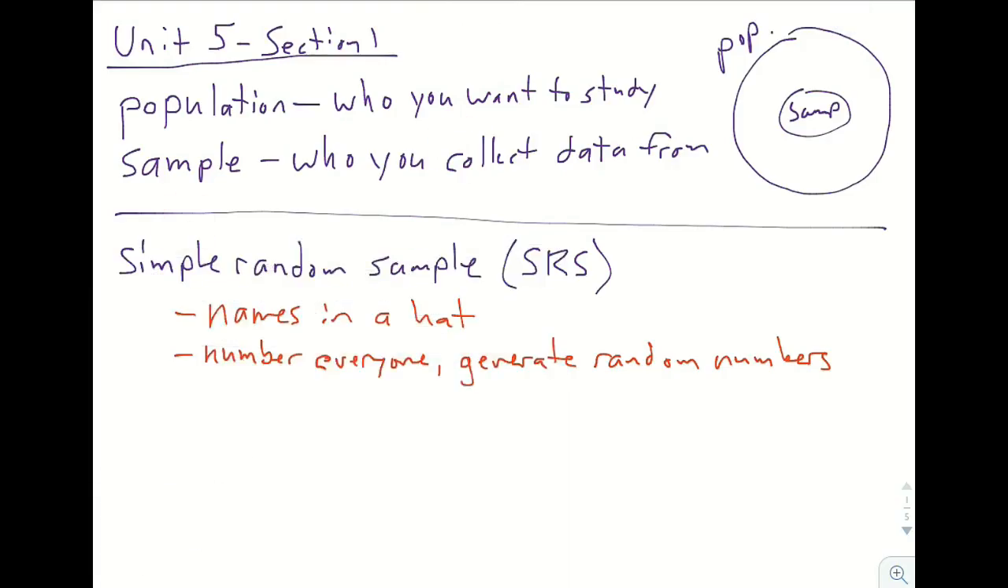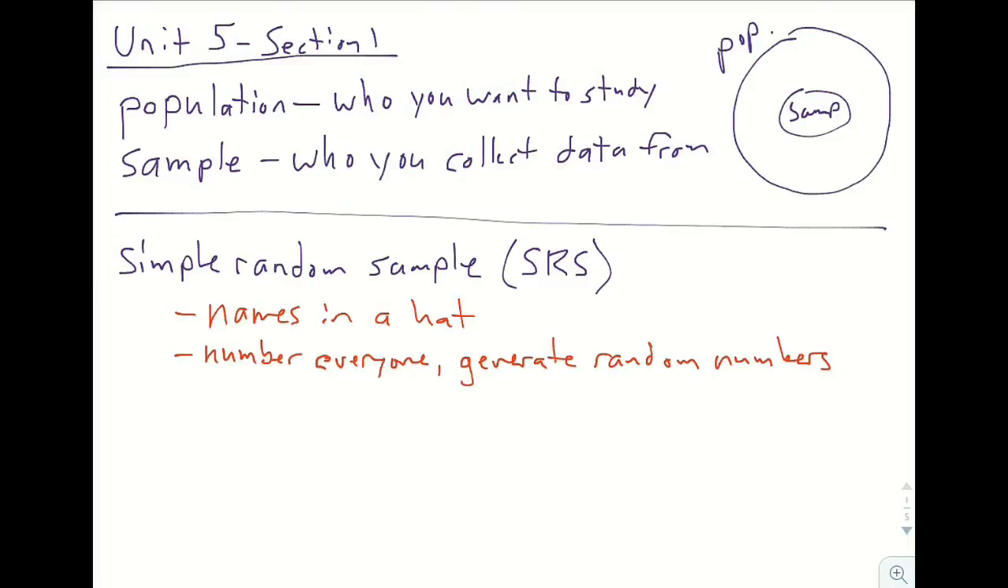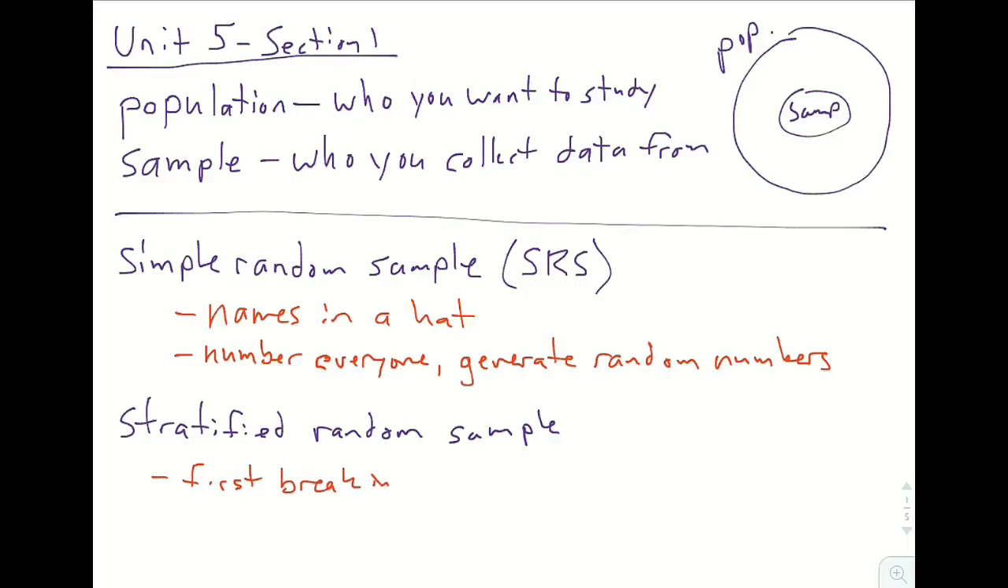So let's continue on with more techniques that we know. So we have our simple random, but then there's also something called stratified random. Stratified. And what that means is that you break it into groups first and then choose randomly. So first, break into groups. Then, after you first break into groups, then randomly choose a few from each group.